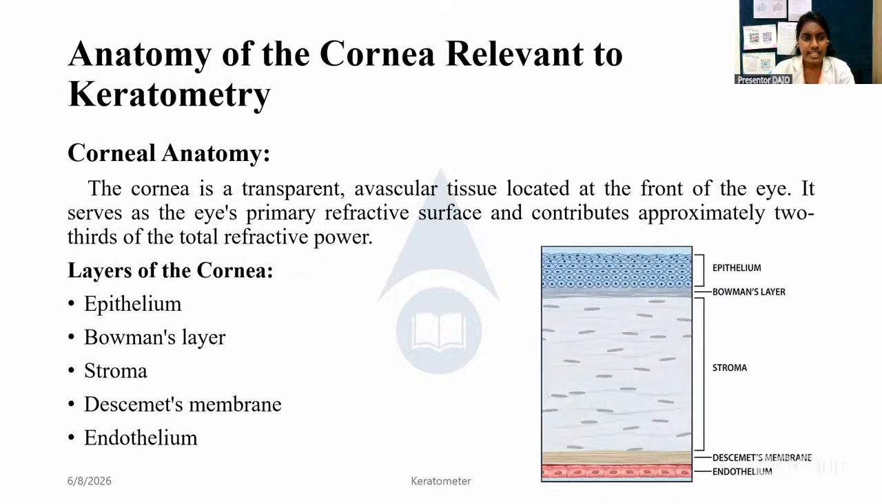Anatomy of cornea relevant to keratometry. As we all know, the cornea is a transparent and avascular tissue located at the front of the eye. It serves as the eye's primary refractive surface and contributes approximately two-thirds of the total refractive power. There are 5 layers of the cornea: the first layer is epithelium, the second is Bowman's layer, and the third is stroma, which makes up 90% of the cornea. The fourth layer is Descemet membrane, and the fifth layer is endothelium.